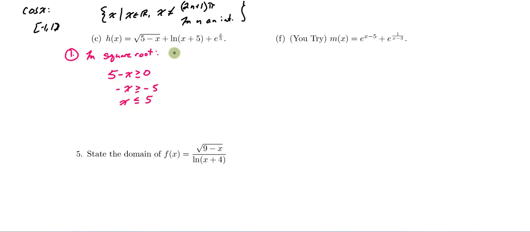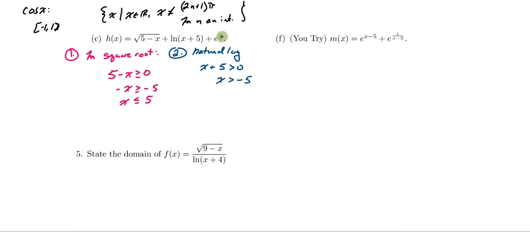Okay. Now, for this next problematic operation, we're taking a natural log, and we can only take natural logs, or any logs, of positive arguments. So for the natural log, we need the argument to be greater than 0. So we need x plus 5 to be strictly greater than 0, which means we need x to be strictly greater than -5.